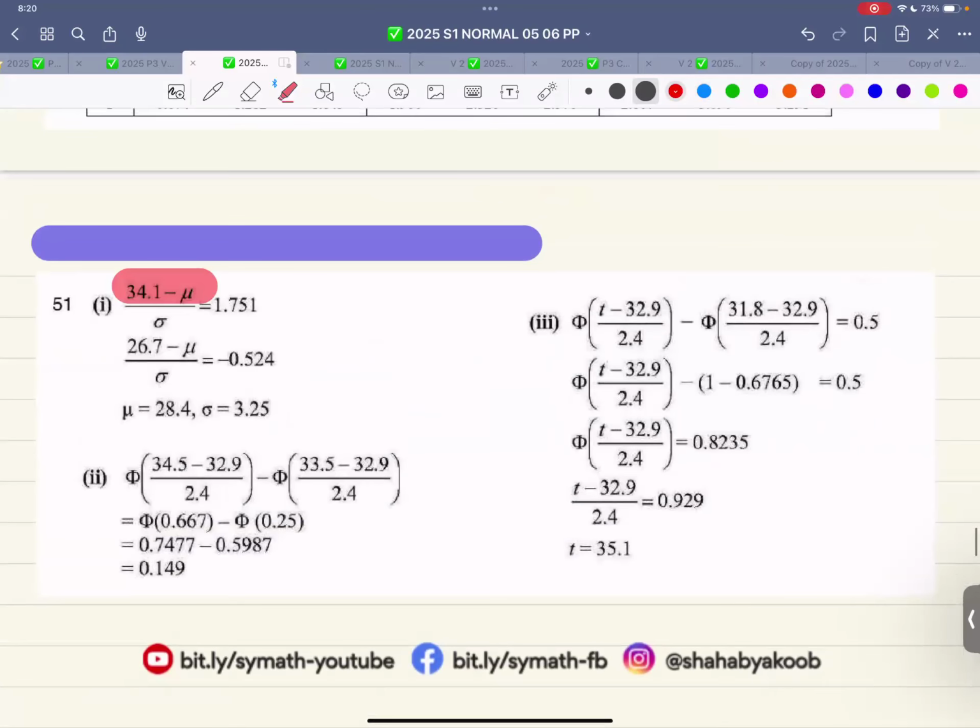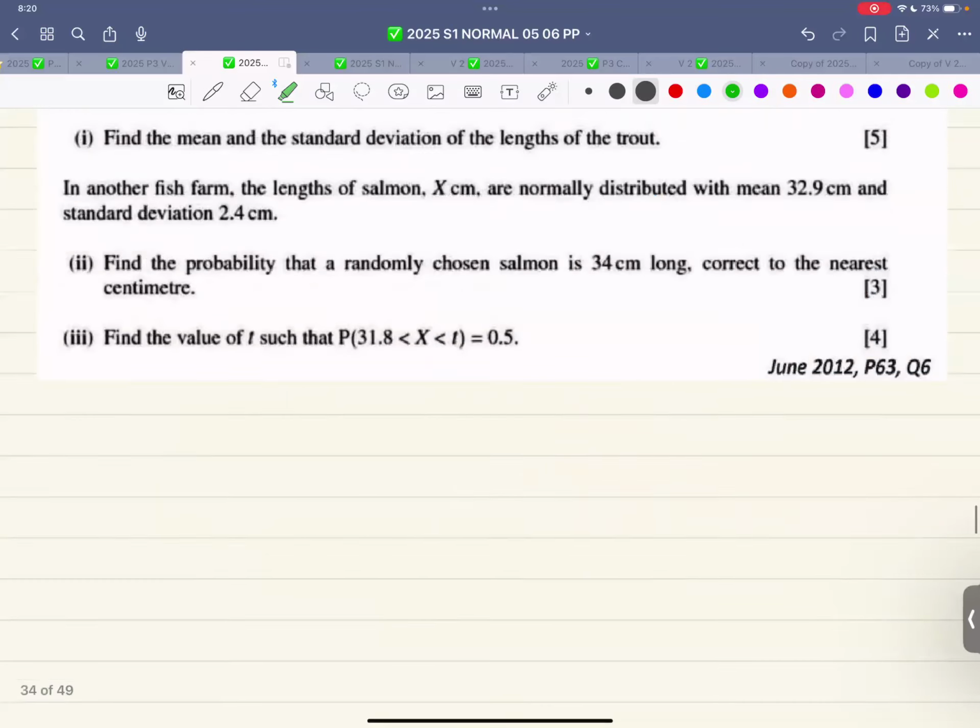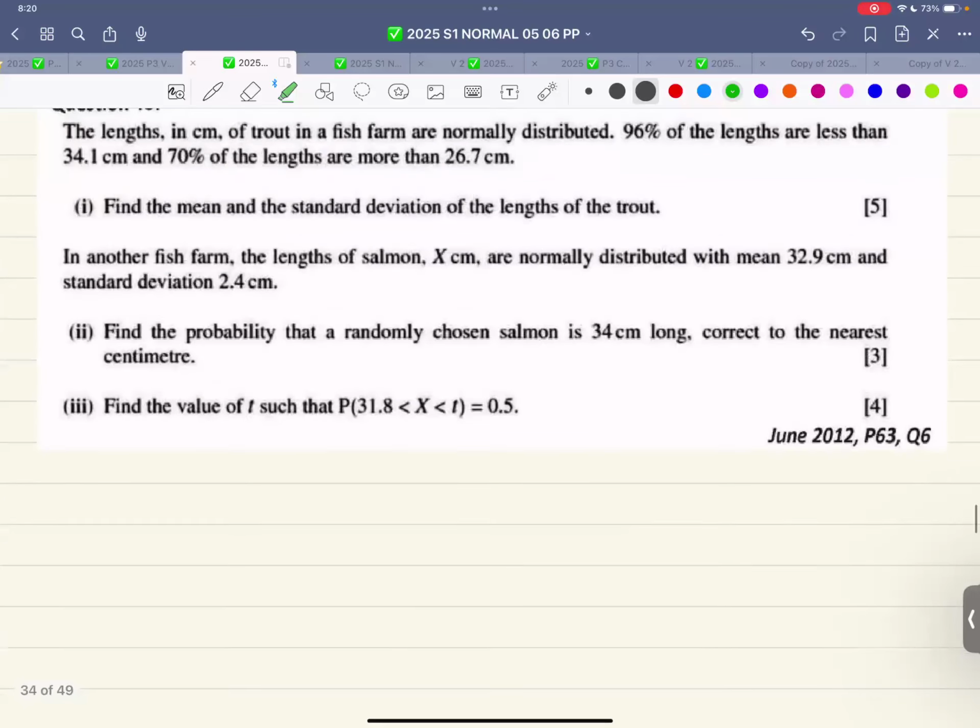34.1 minus mu over sigma is 1.751. That is good. 26.7 over sigma is negative. This is good. And now the values are over here, 28.4 and 3.25. That's all good. Okay, let's move on to the next part.